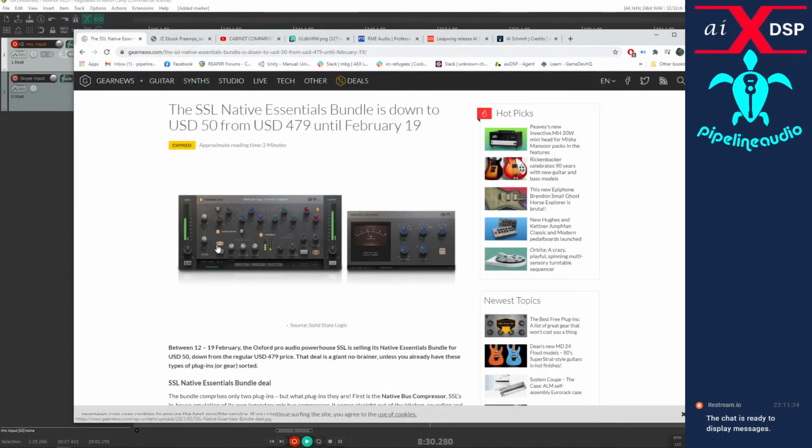Okay, if you missed this, I'm just gonna put this on here just to make everybody mad. SSL had their $500 native essential bundle, the channel strip with the EQ, basically like an SSL channel strip. The G EQ had the compressor and the expander on it, the filters and the EQ, and the SSL bus compressor for $50. It's usually like $500, and it was $50. It was over February 19th, so if you are hearing this today, you missed it if you didn't get it.